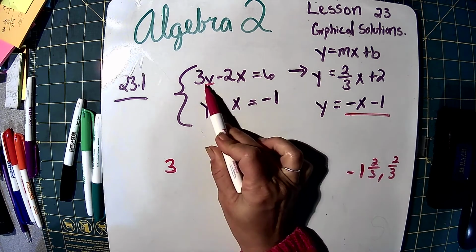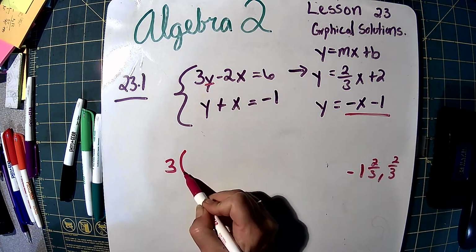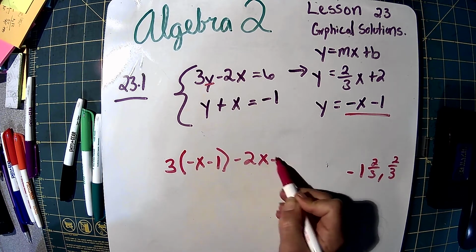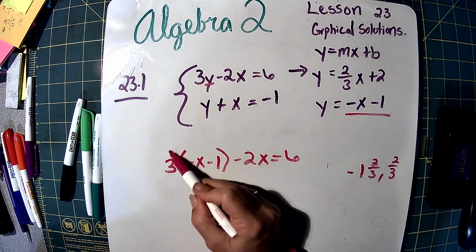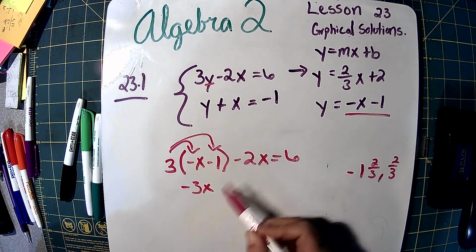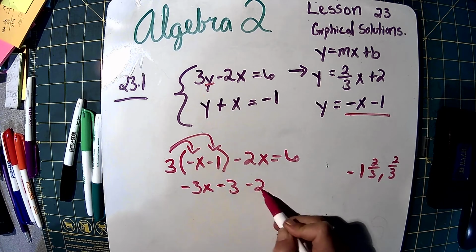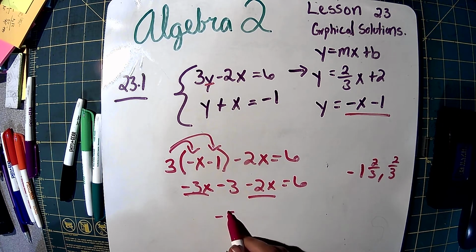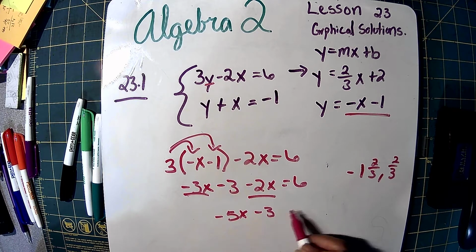So I'm plugging that value into here. 3 times negative x minus 1 minus 2x equals 6. So we're just going to work it out to solve like normal. Get negative 3x minus 3 minus 2x equals 6. Put our like terms together. We're going to get negative 5x minus 3 equals 6.